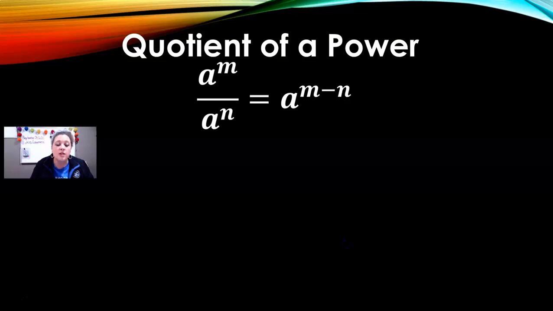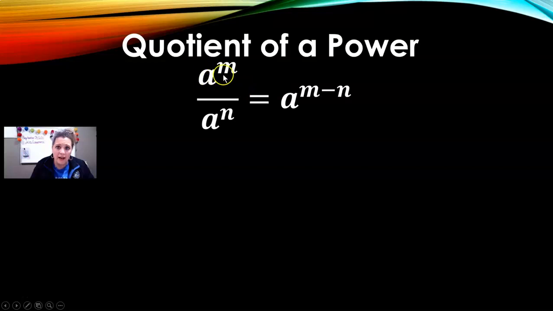Yes. So another rule is quotient of a power. And if you remember back, quotient means when you divide. It's the answer to a division problem. So how do you divide when you have powers? So think about it. Division is the opposite of multiplication. So if we multiply, we add the exponents. When we divide, we subtract. We do the opposite of that.